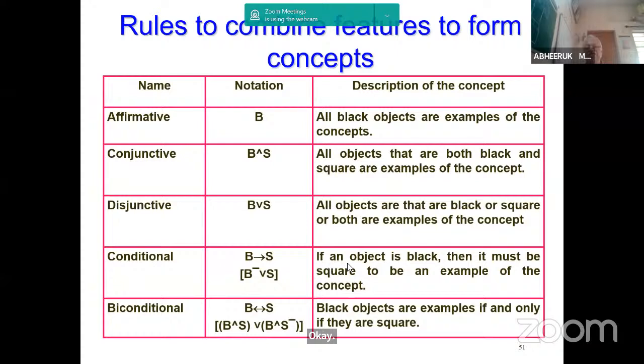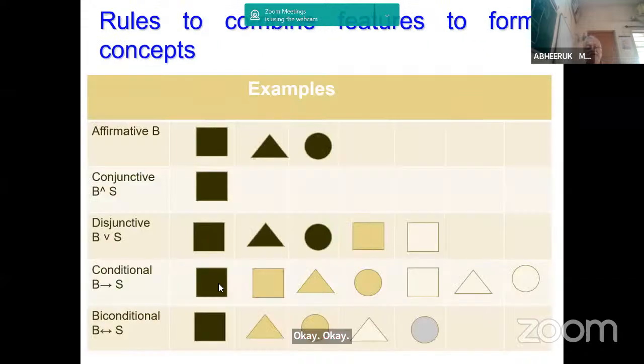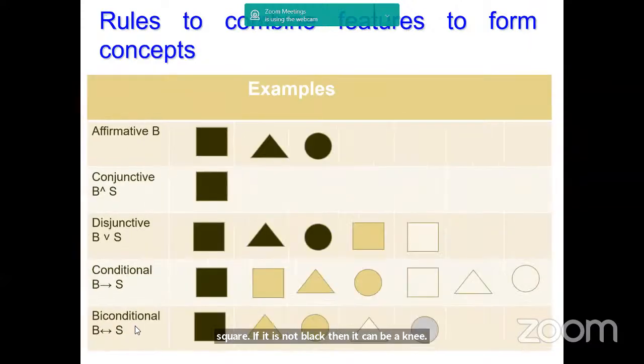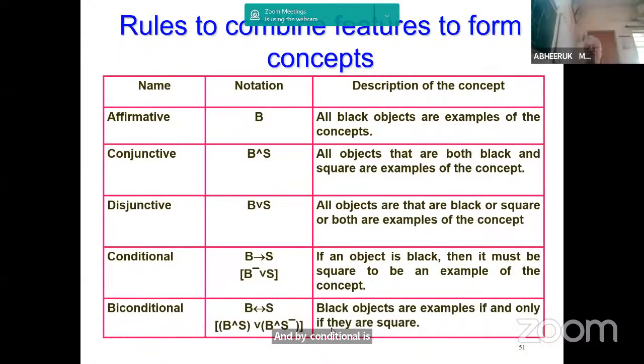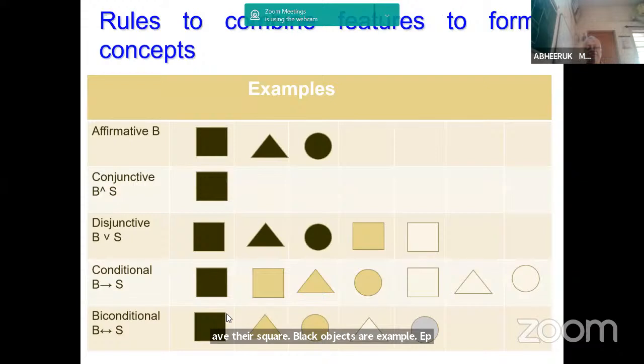And conditional is, if an object is black, then it must be square. For example, if an object is black, then it must be square. If it is not black, then it can be anything. And biconditional is, black objects are examples if and only if they are square. Black objects are examples if and only if they are square. So this is the thing.